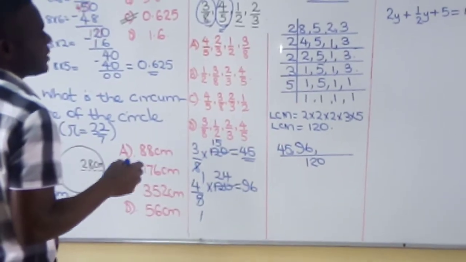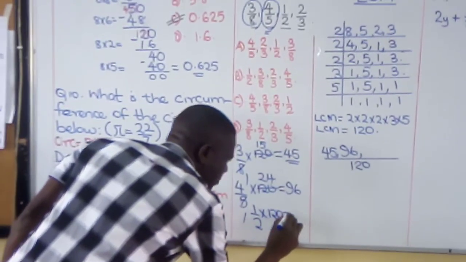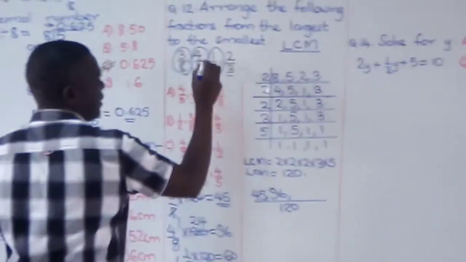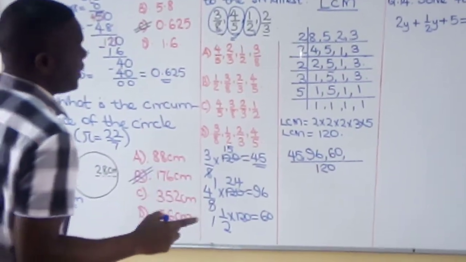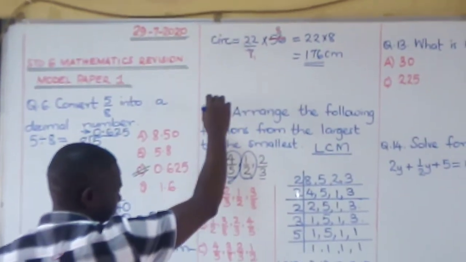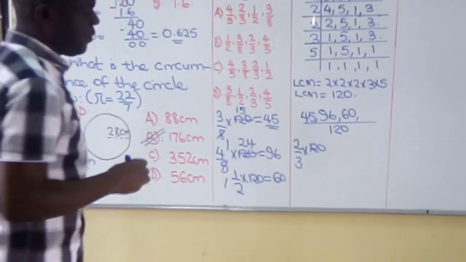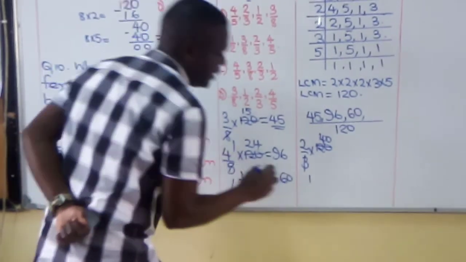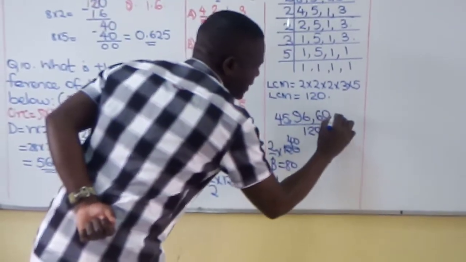We go to the next fraction, that's a half. A half of 120, boys and girls, that is 60. So the value of a half is 60. We are left with one fraction. Let me do it from here. 2 over 3 of 120. 120 divided by 3 is 40. 40 times 2 is 80. So the value of 2 over 3 is 80.